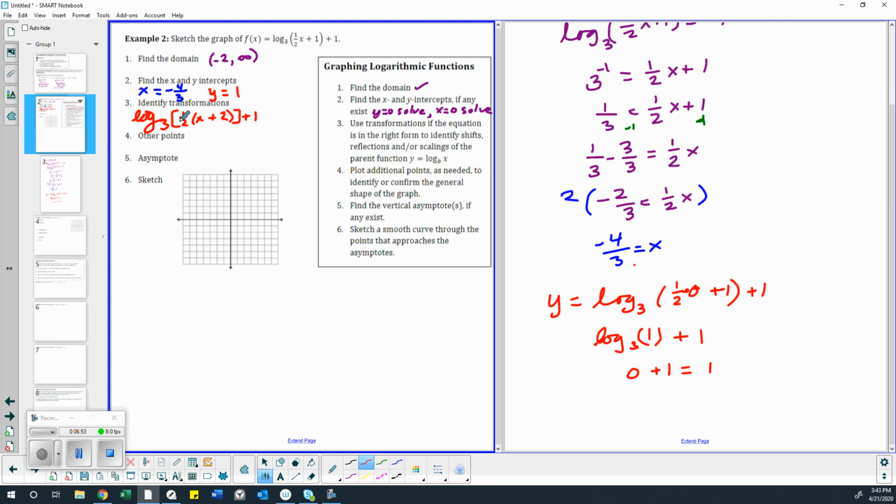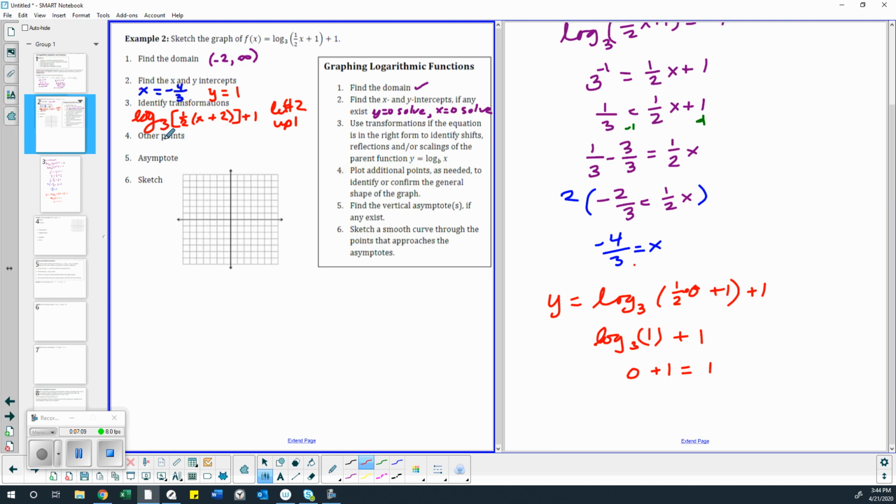gives us the compression of our graph, and this plus 2 means it's going left 2, and this plus 1 means up 1. So left 2, up 1, and it will have a compression, right?